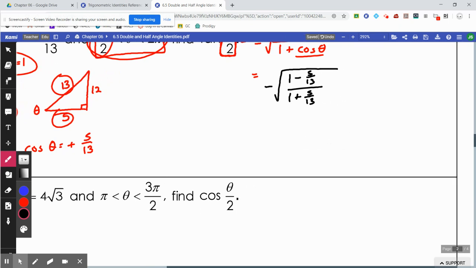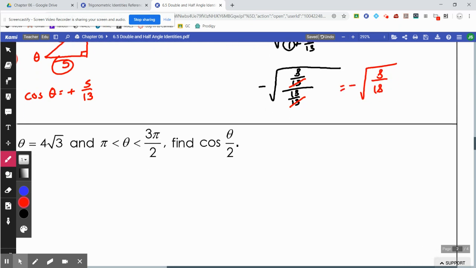Common denominators is going to be 13. So this is going to be 13 over 13 minus 5 over 13, which gives you 8 over 13. This will be 13 over 13 plus 5 over 13, which gives you 18 over 13. When you flip and multiply, the 13s cancel and leave you with the negative square root of 8 over 18. Now we can reduce that. That's the negative square root of 4/9, and that's an easy one to find the square root of. Find the square root of the top and the square root of the bottom, which gives you negative 2/3.